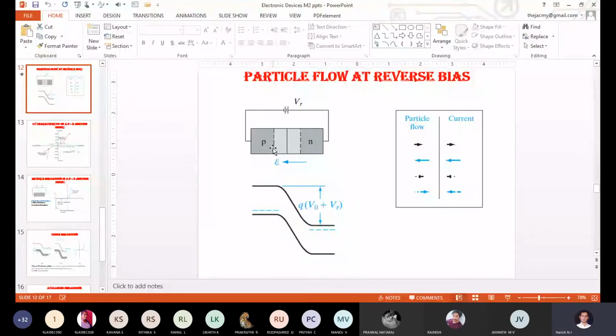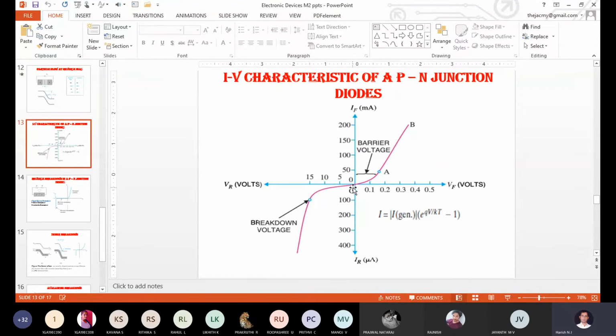Yes, sir. Correct. So now just check out the VI characteristics of a PN junction diode. This is due to the diffusion process, when the current is flowing from p-type to n-type. You are going to get a graph like this. When the current moves from n-type to p-type, in reverse, that is also due to minority charge carrier.